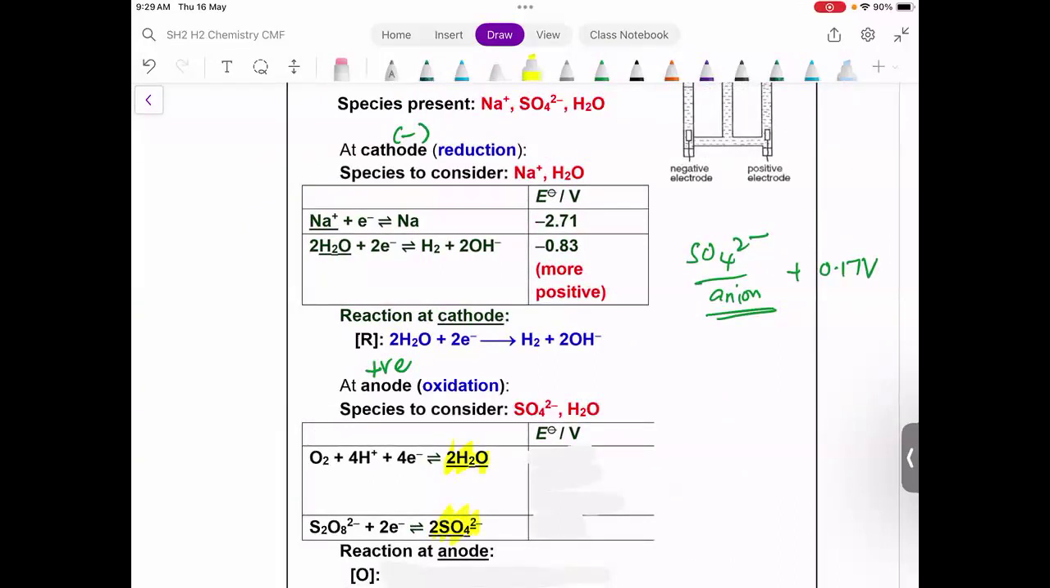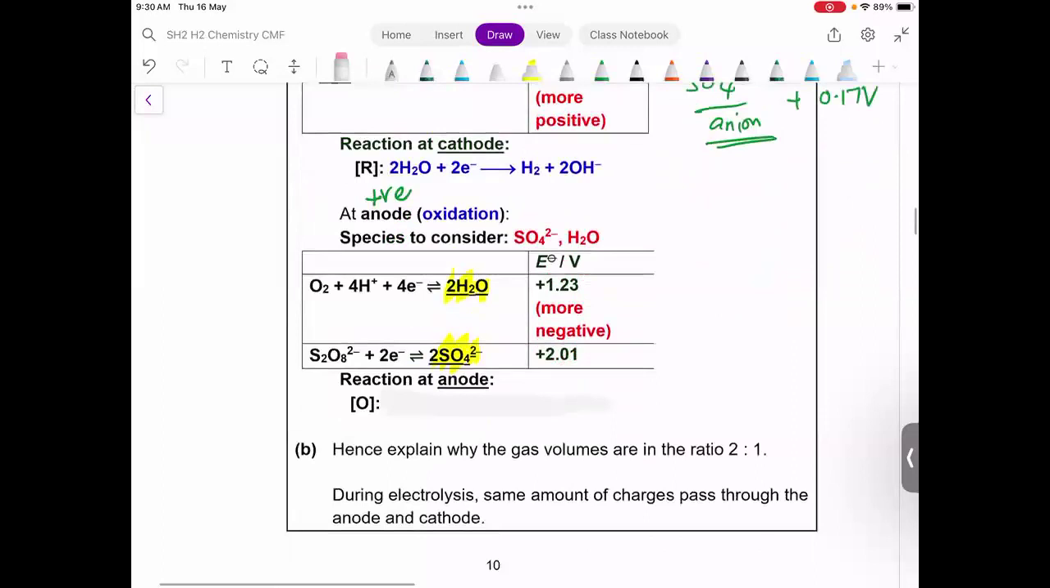If you talk about the species on the right side, quoting their relevant E0 values, then you recognize that positive 1.23 is less negative. So therefore, it will be the one that is preferentially oxidized. With this in mind, I can quickly identify my anode reaction to be water being oxidized. This one is quite straightforward.